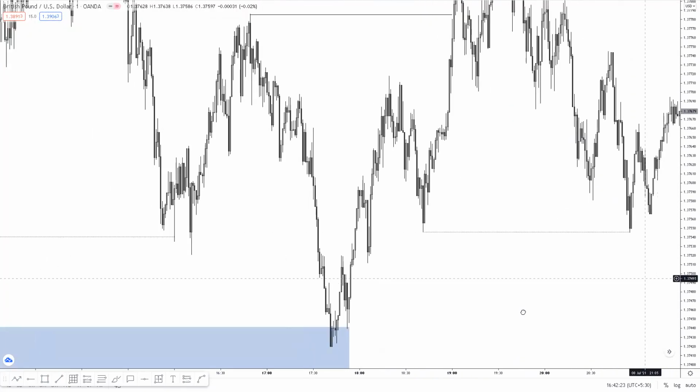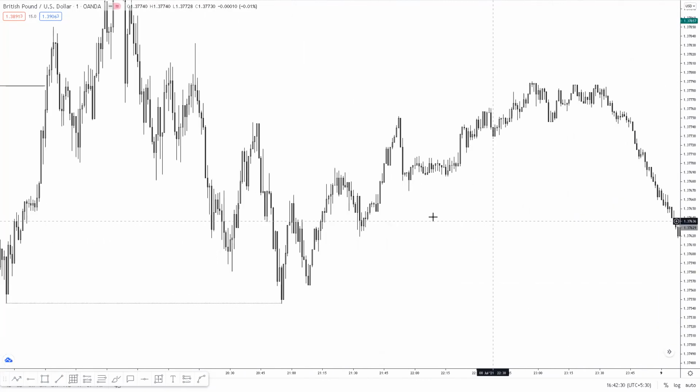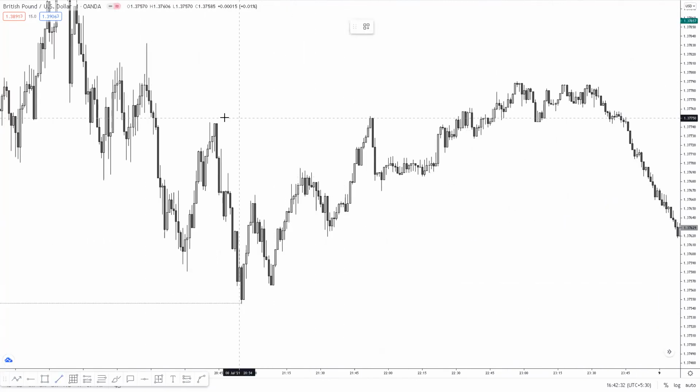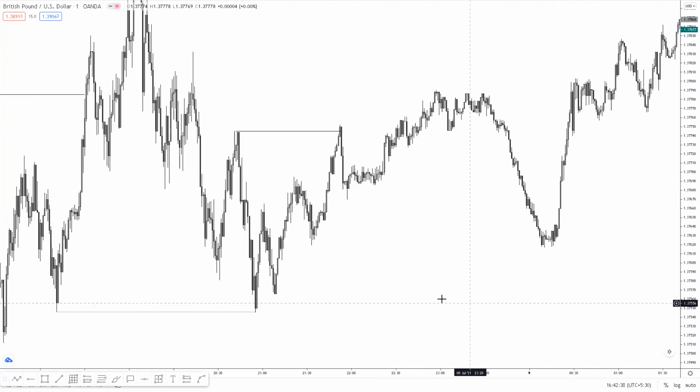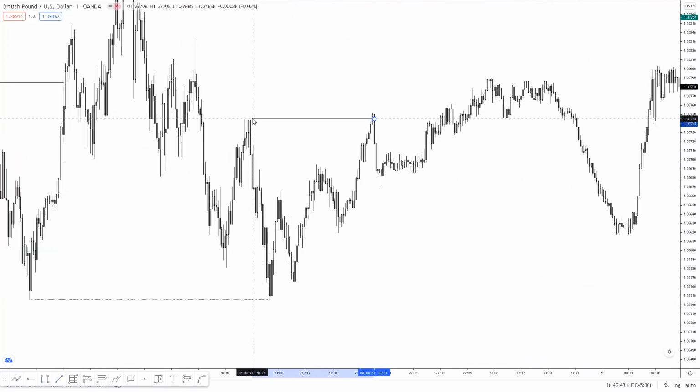And then price took out internal range liquidity once again. Okay, and then it broke the structure. It broke structure right here. Now where is the liquidity at? Now where is order flow at?